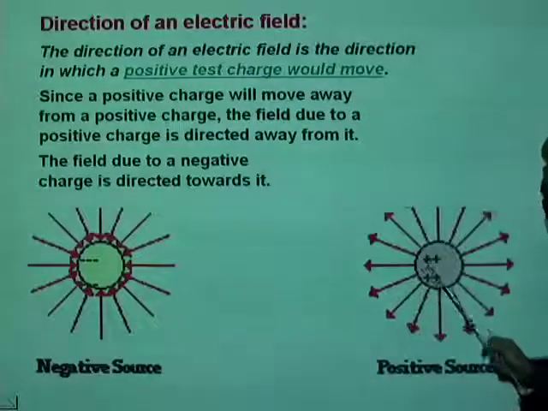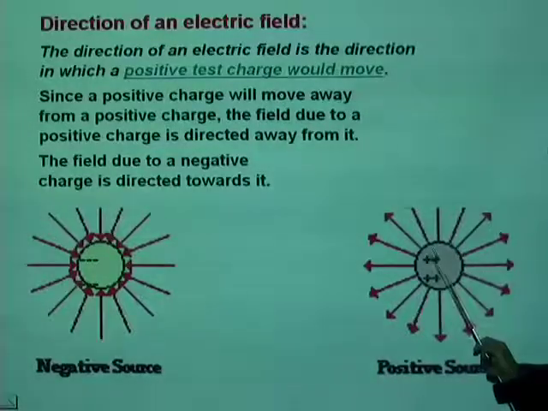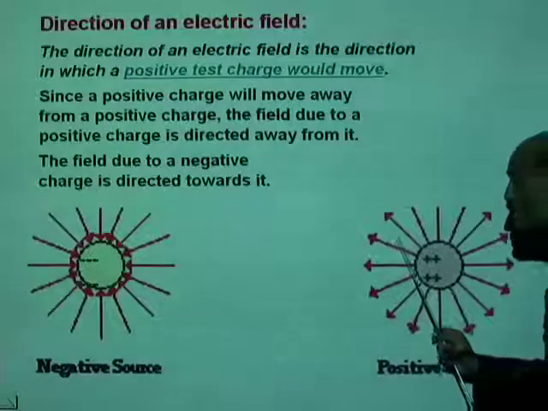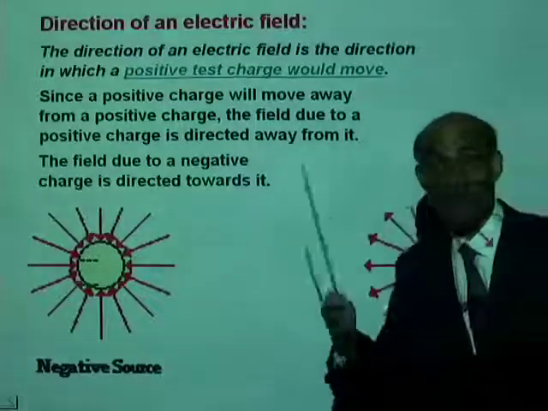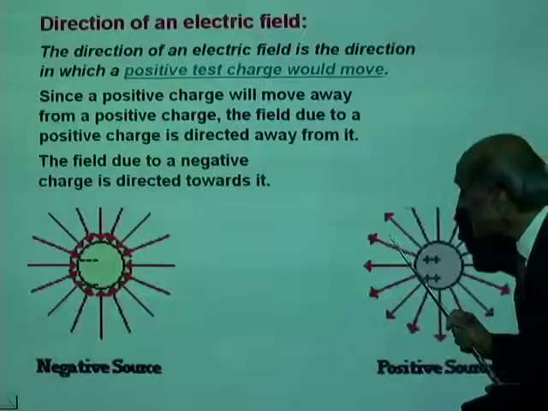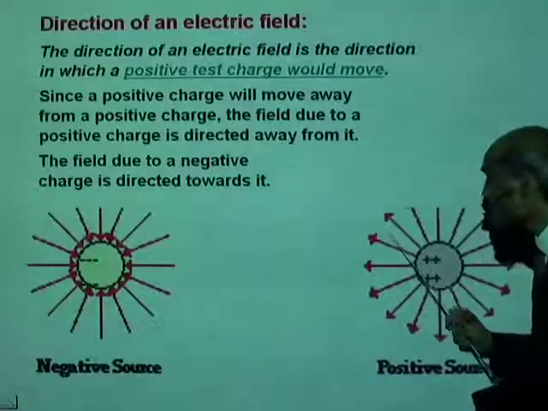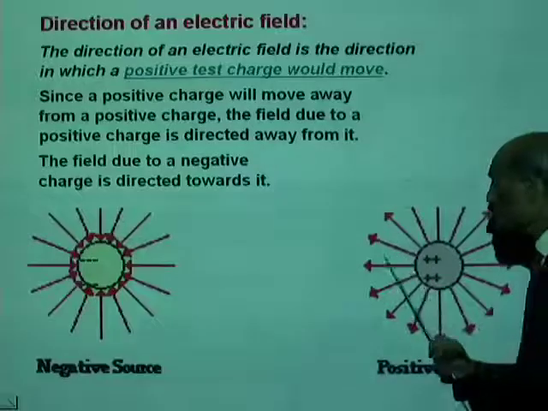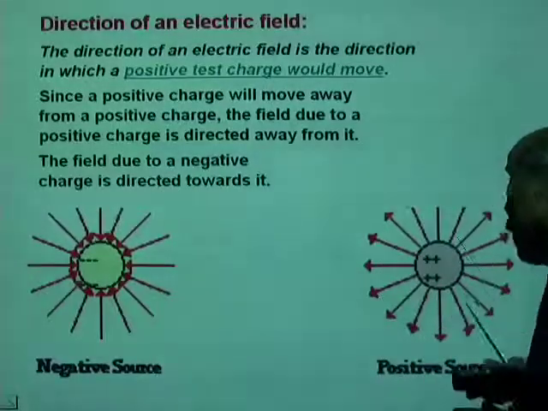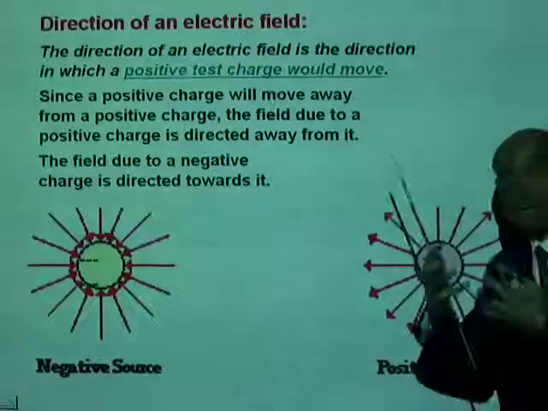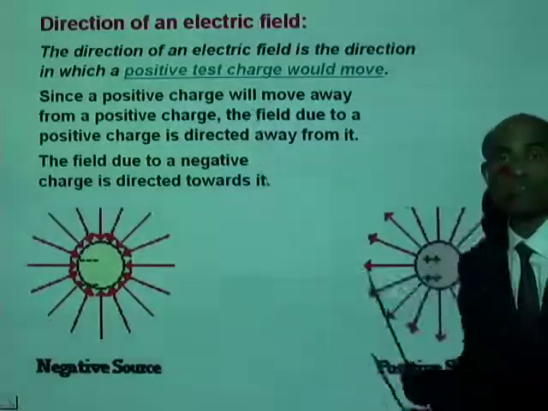Whereas, look at the field due to a positive charge. If I place a unit test charge, a test charge is always positive, if I place a positive test charge anywhere here, it will be repelled away. That means the electric field due to a positive charge diverges from the positive charge.